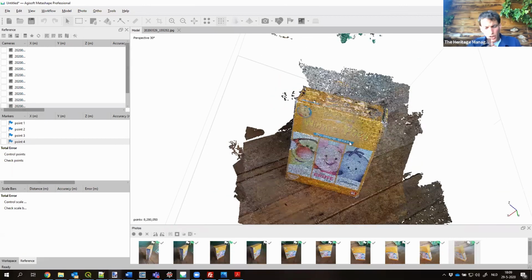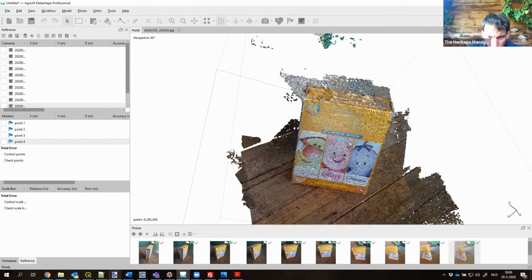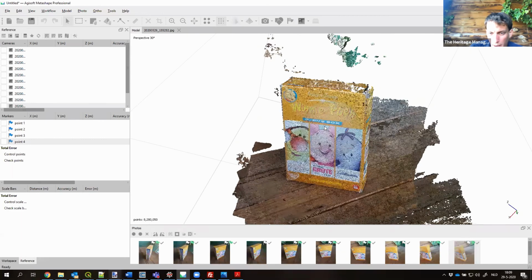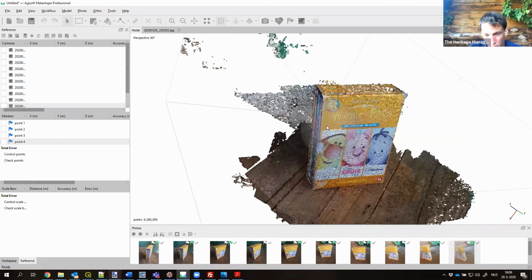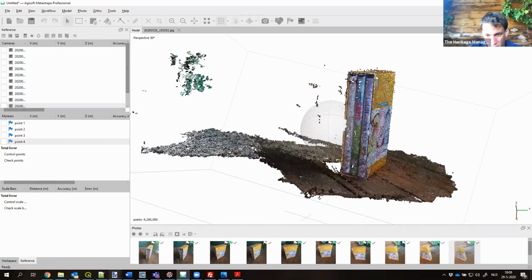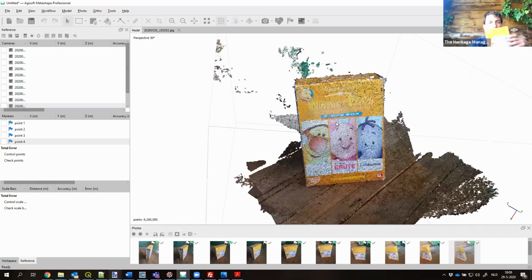Well, the problem that I experience here is that I don't have a laser scanner with me. It also wouldn't be that useful for just such a simple object. But instead of using a total station, I take my ruler.